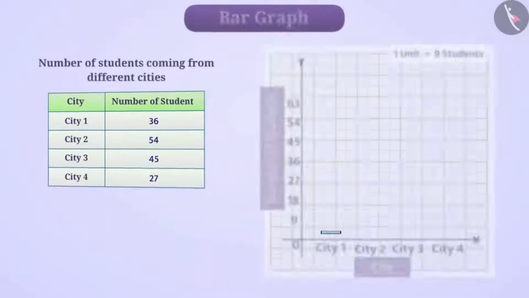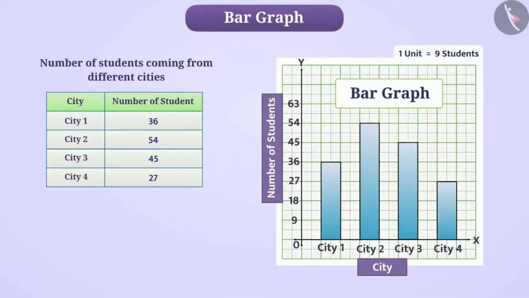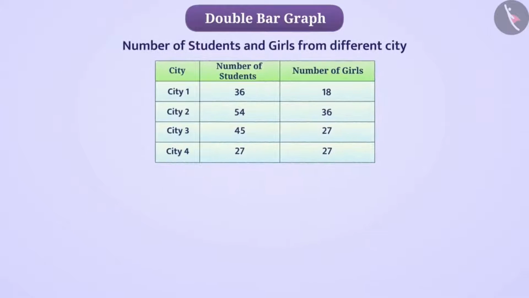In the previous video, we have learned the bar graphs. Now, let's learn the double bar graph. Here we are given total number of students and girls from different cities. Let us represent this data in a different way.